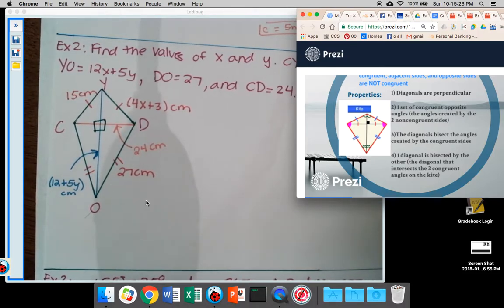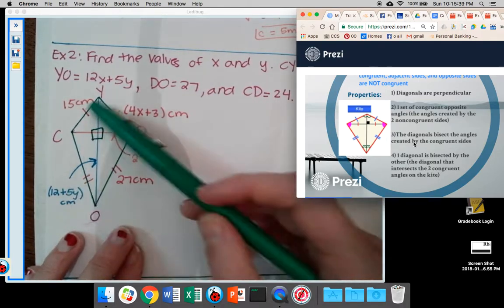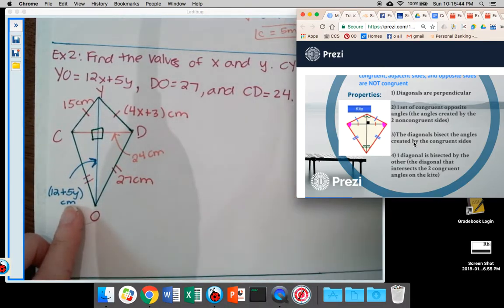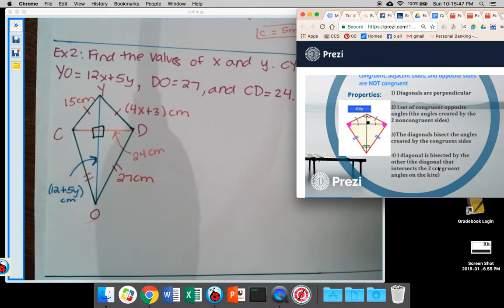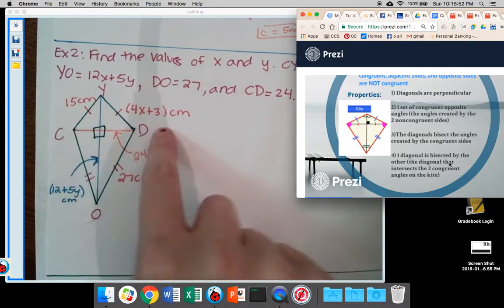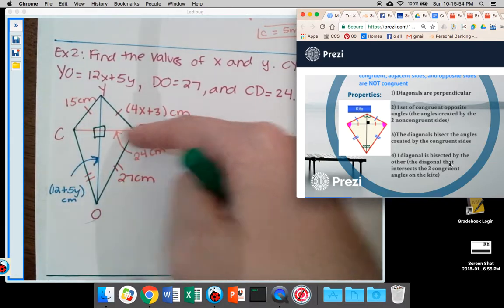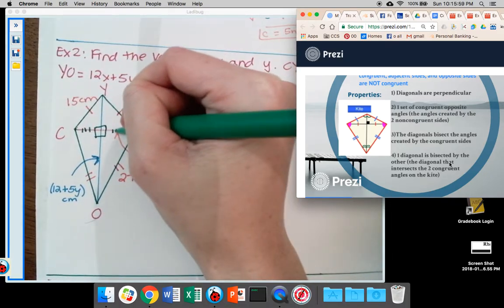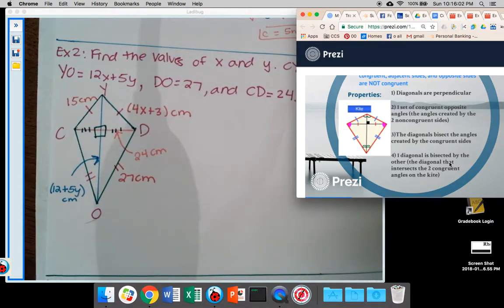And let's see here, the other ones, it says one set of congruent opposite angles, which may or may not help us. The diagonals bisect the angles created by the congruent sides. But again, we're kind of focusing on side lengths and diagonal lengths because everything given to us is a side, not an angle. So that might not be very helpful. And one diagonal is bisected by the other. It's the diagonal that gets bisected is the one that intersects the two congruent angles. So this one right here, these are two congruent ones. So maybe that will help me. I don't know. We'll have to see.